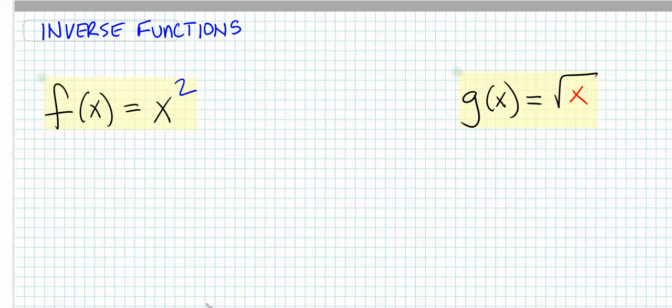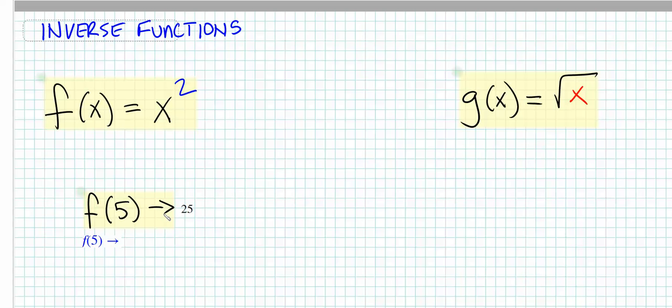I've written two functions on my computer system over here. I have f of x, which is equal to x squared, and I have g of x, which is the square root of x. So if I ask the calculator for, how about f of 5, what's it going to spit back to me? It's going to spit back 25. F of 5 is 25.